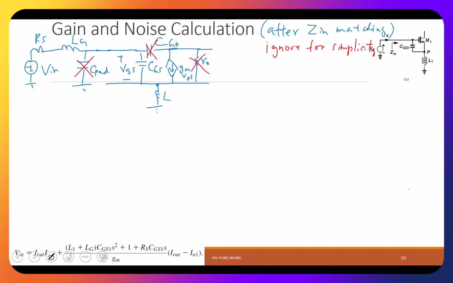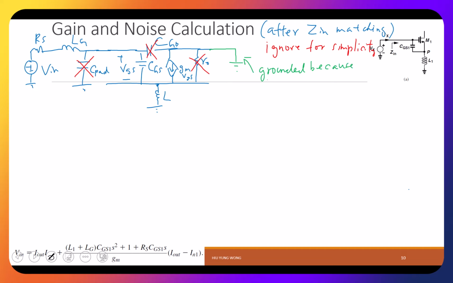I still have one problem. How about the drain? I need to solve the gain, but I don't know where the output is. How can I solve the gain? You have no idea, because the output is not drawn. Definitely it's not floating, otherwise it's useless. So you really don't know. But we are going to make an assumption. We assume it is grounded. Why? You will realize why later.